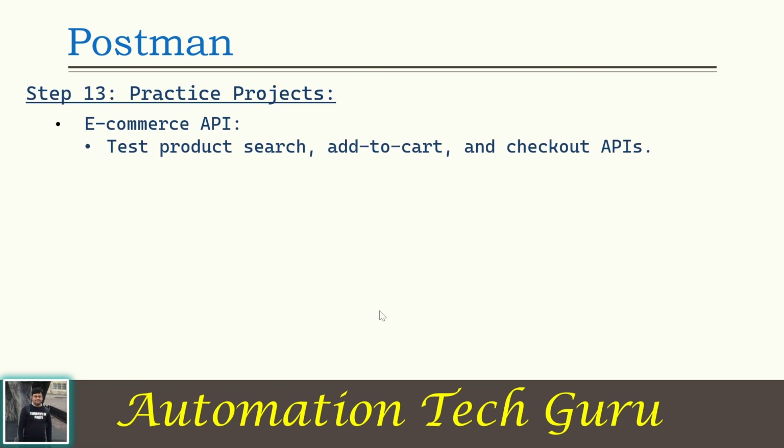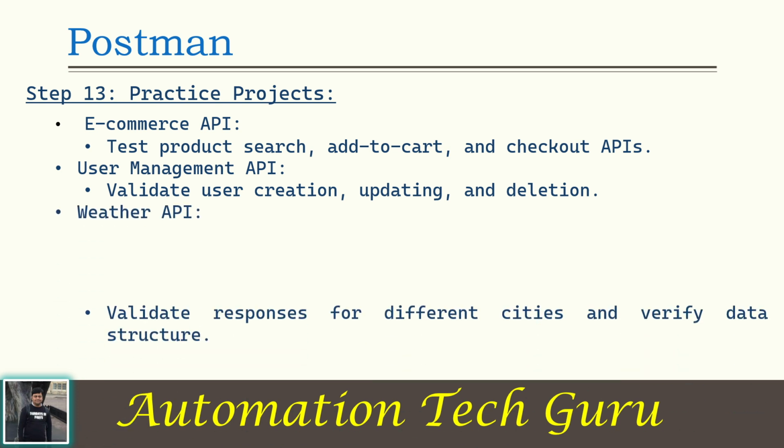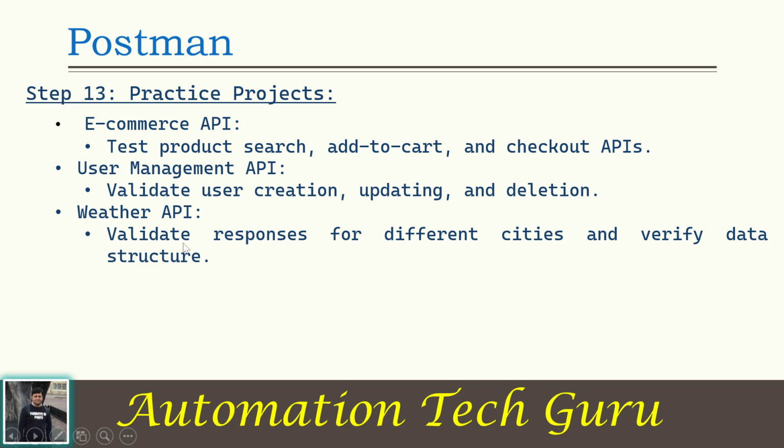Practical projects. For an e-commerce API, you can test product search, add to cart, and checkout APIs. You can use user management APIs to validate user creation, updating, or deletion. Like that, you can create small projects for practice in Postman. Or you can use a weather API, validate responses for different cities, and verify data structures. In this way, you can create some test APIs or example APIs and run them on Postman.